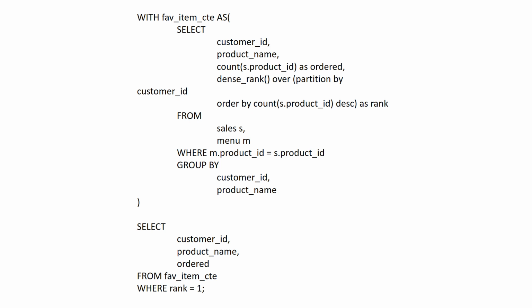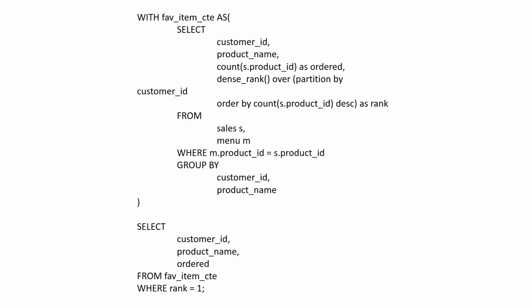After that, the main query selects customer ID and product name and the ranked column from the CTE that we have created. The where clause filters the result set to only show the rows where the rank is equal to number 1, meaning the most frequently ordered item by the customer.